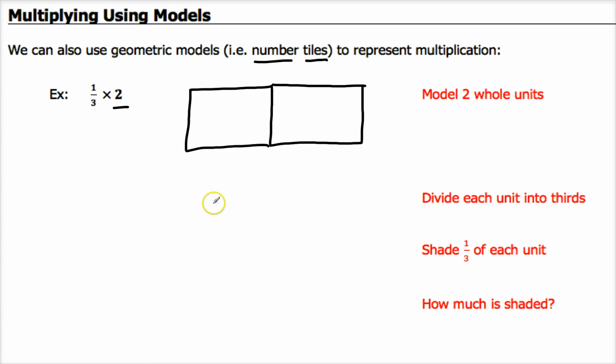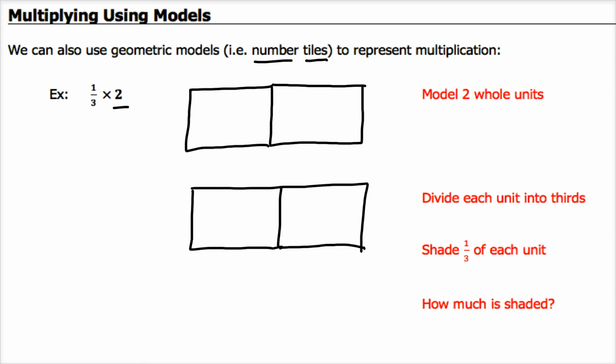I'm now going to take these 2 squares, and I'm going to divide each of those squares into thirds, because my fraction here has a denominator of 3. So that would look like this, dividing each of these squares up into thirds. And now, because my numerator is 1, I'm going to shade 1/3 of each of these squares. So that would be one piece here and one piece here.